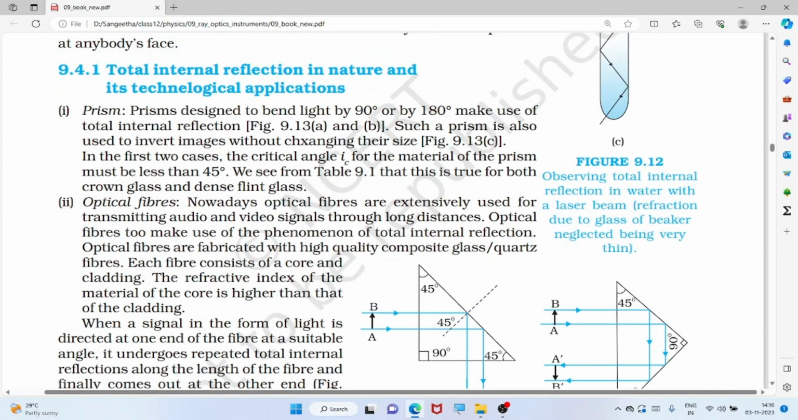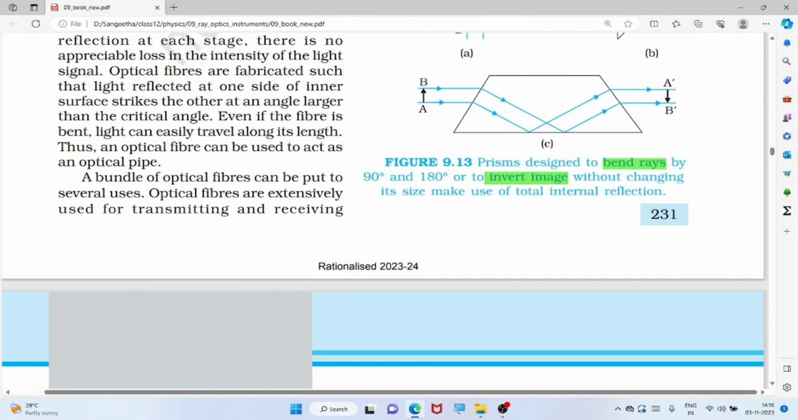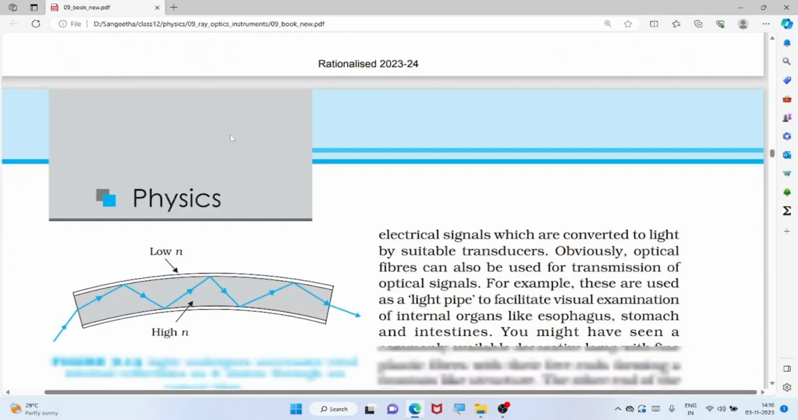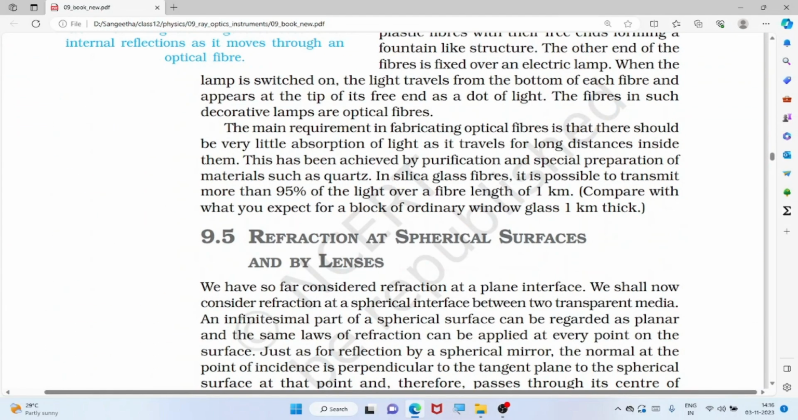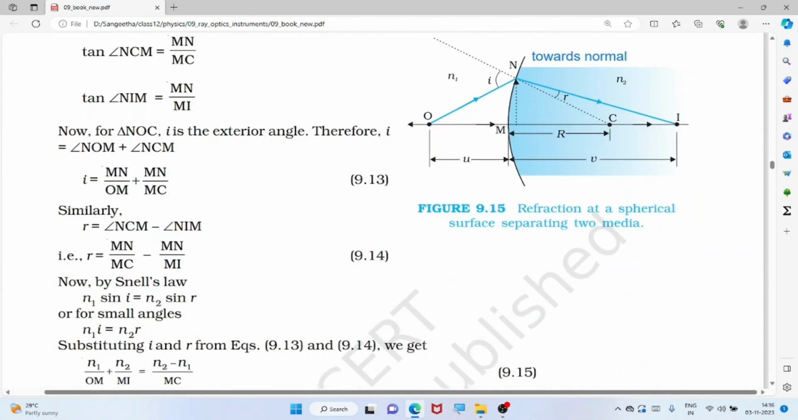These are some applications of total internal reflection: bending rays, image inversion. Rarer to denser medium, the refraction is towards the normal.